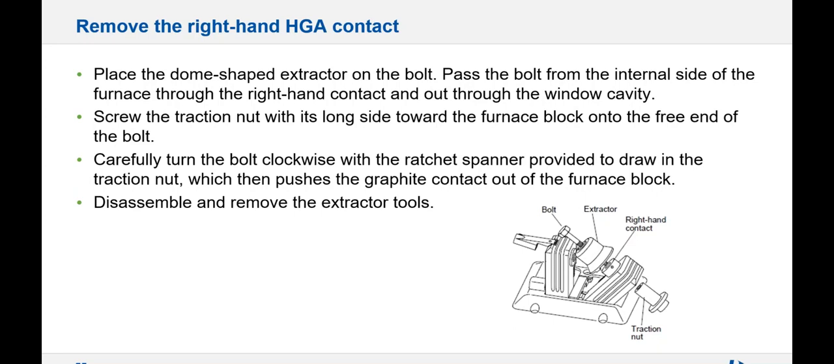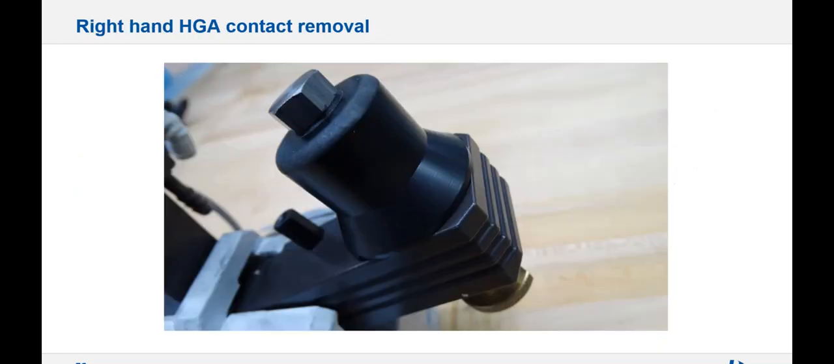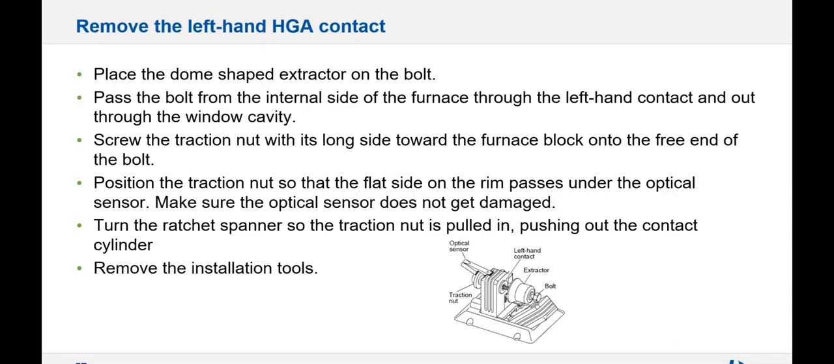And then you carefully turn the bolt clockwise with the spanner to draw the traction nut inside, which will then push the contact cylinder out of the furnace block. And then you disassemble and remove the tools. And this is a picture of the tools in place to remove the right-hand contact cylinder.